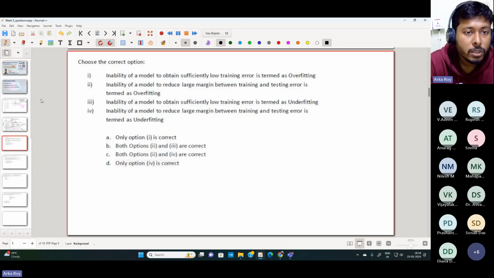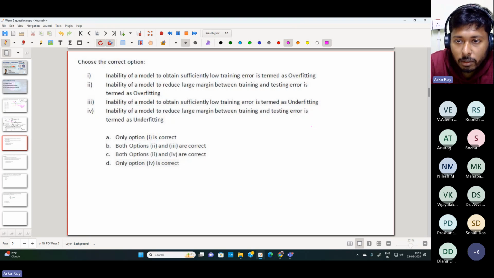Okay, moving to the next question. You need to choose the correct options out of these four. Inability of a model to obtain sufficiently low training error is termed as overfitting. So let me first define what is overfitting and underfitting, and then we'll scan through these particular solutions.